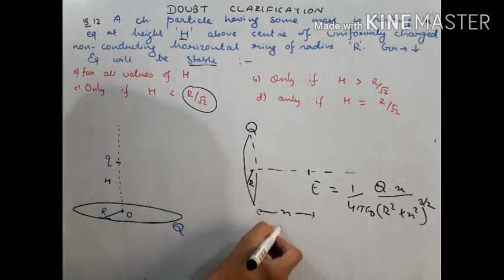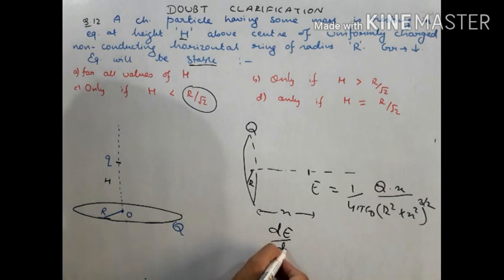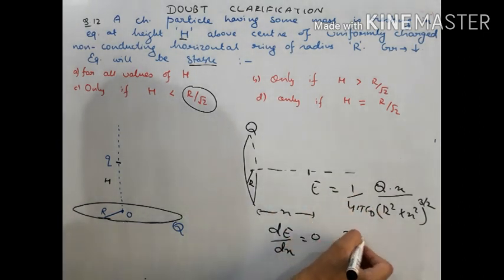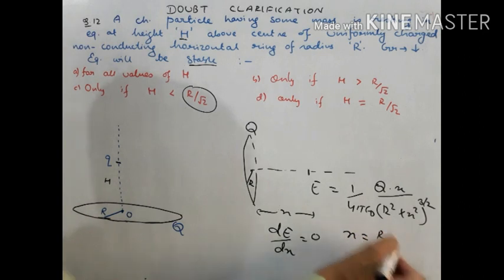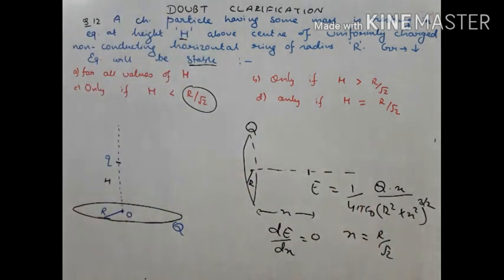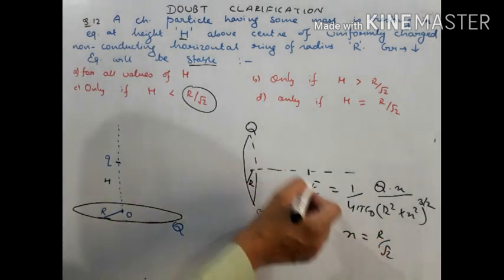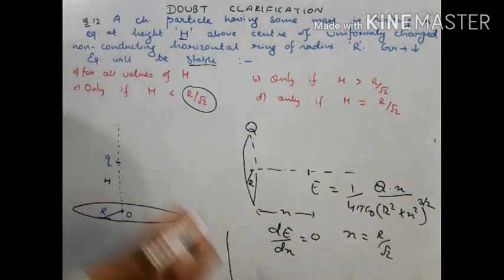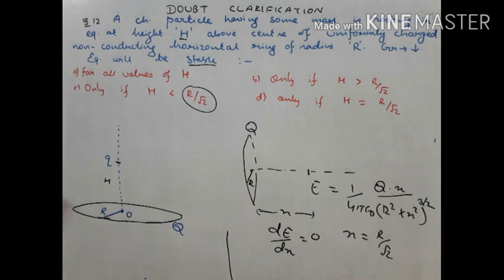For E to be maximum, we have solved this question, if you remember, dE by dx is equal to 0, and this gives you the value of x as R upon root 2. Plus or minus R by root 2, it can be positive or negative. That means for x equal to R by root 2, the value of electric field is maximum. And the graph, if you remember, we have also discussed the graph.